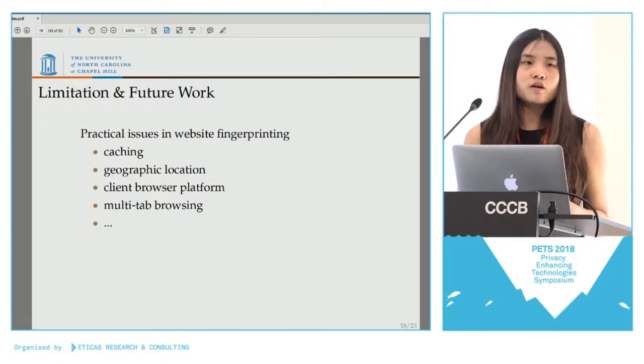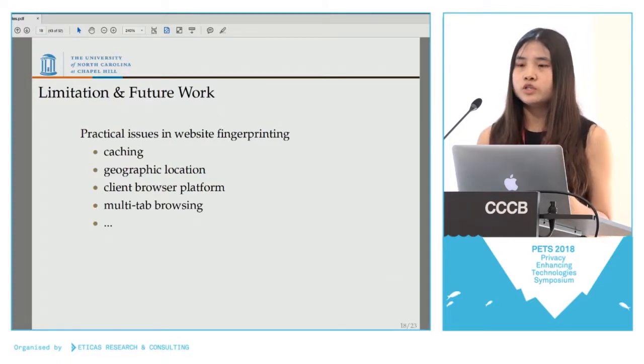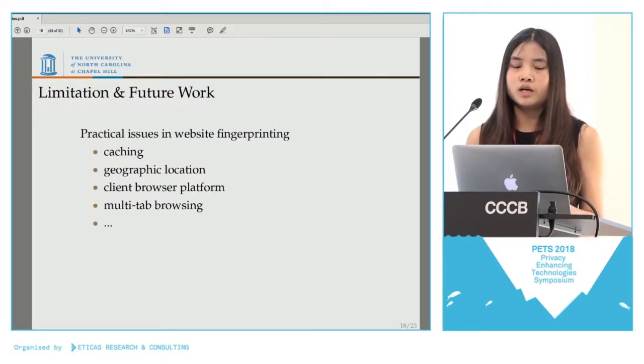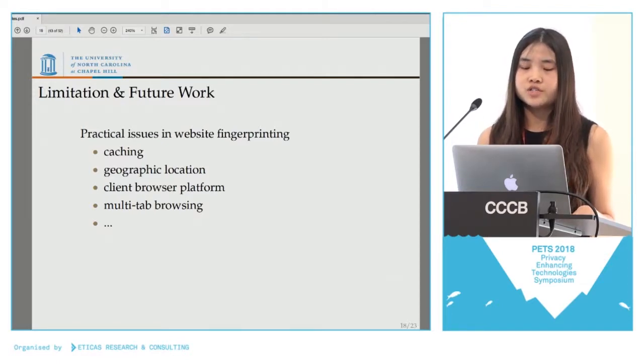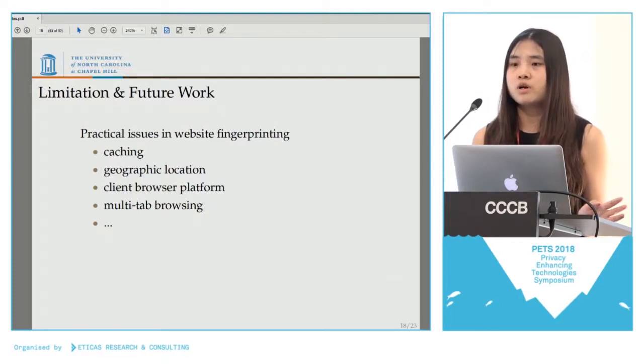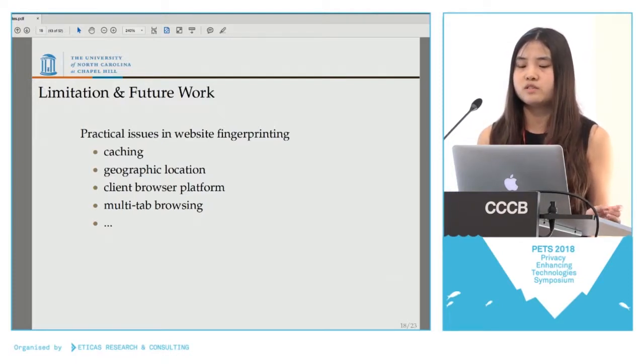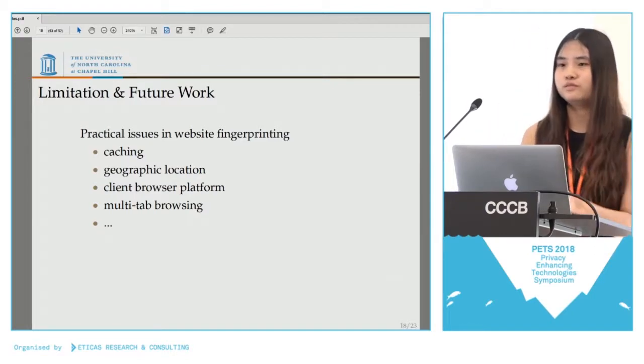So, in the future, we plan to consider some practical issues in this field, such as the impact of caching, the geographic location, and the different client browser platform. And also, for now, we only consider single-tab browsing. If we instead consider multi-tab browsing, how will the performance of website fingerprinting decrease? Or, thank you.